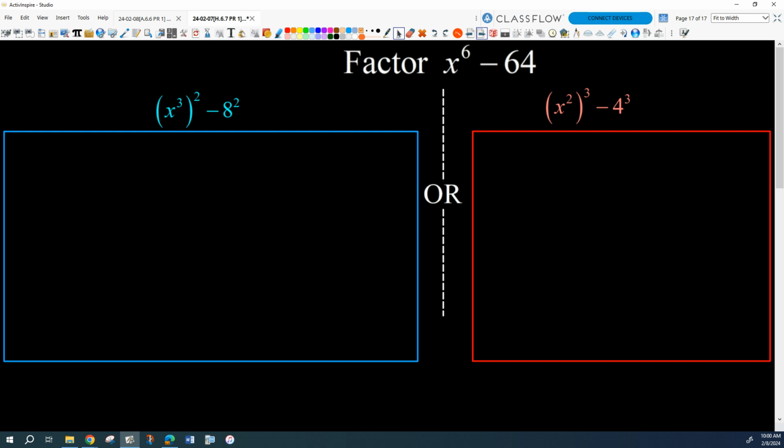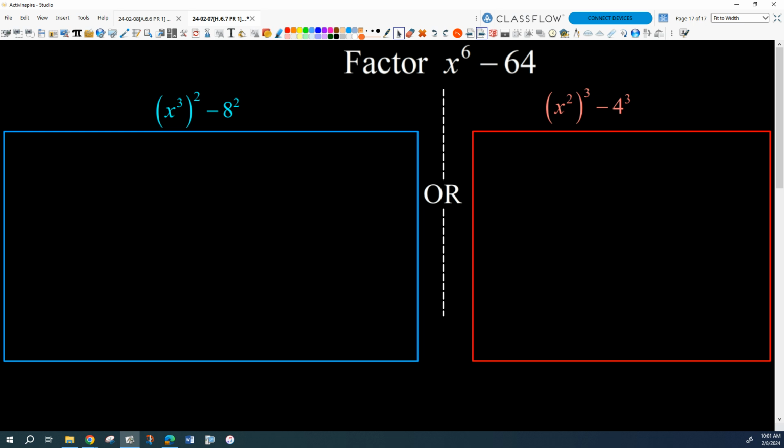So what if I wanted to factor x to the 6th minus 64? Could you take out a GCF, like a power of 3? I really have two options here. I could think of this as a difference of cubes or a difference of squares, right? If I think of it as a difference of squares, a squared minus b squared, what would a be? What squared is x to the 6th? x cubed. What squared is 64? 8. Okay, so there's a squared minus b squared.